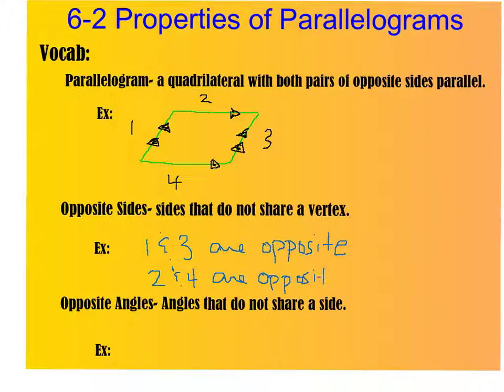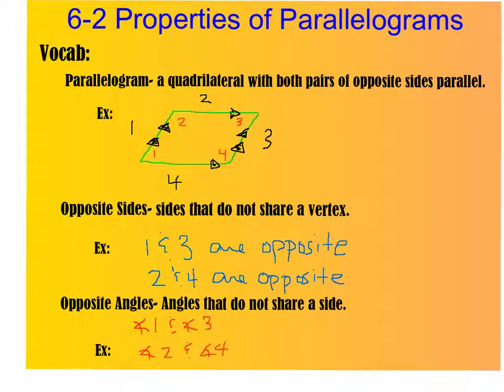And that's really just a little bit of common sense. Now, opposite angles are technically angles that do not share a side. Okay, now again, let's go up to our original picture and let's number our angles. We'll call them 1, 2, 3, and 4. And here my opposite angles are going to be angle 1 and angle 3, angle 2 and angle 4.